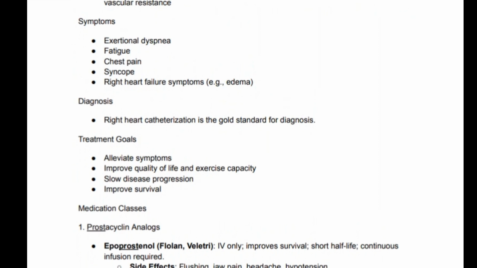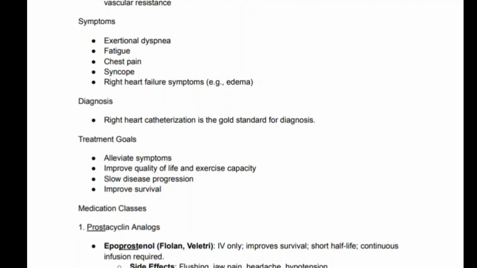So we've talked about all these PAH medications, but how do we put it all together? What's the treatment approach? Great question. The first step is confirming the diagnosis with right heart catheterization. Then we do that vasoreactivity test. If it's positive, we try calcium channel blockers. But if the test is negative, or if the patient doesn't respond well to the calcium channel blockers, then it's time for our PEERS. So we individualize the treatment plan for each patient, like putting together a puzzle.